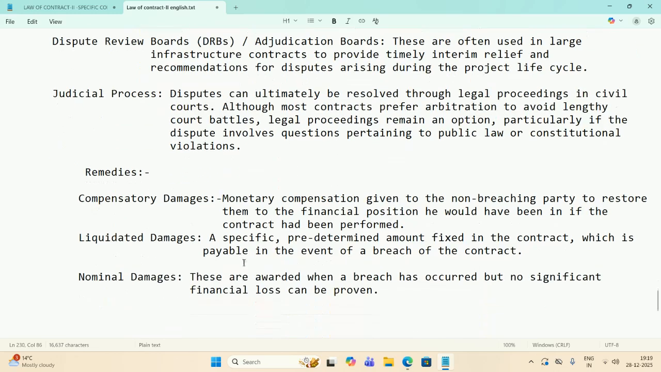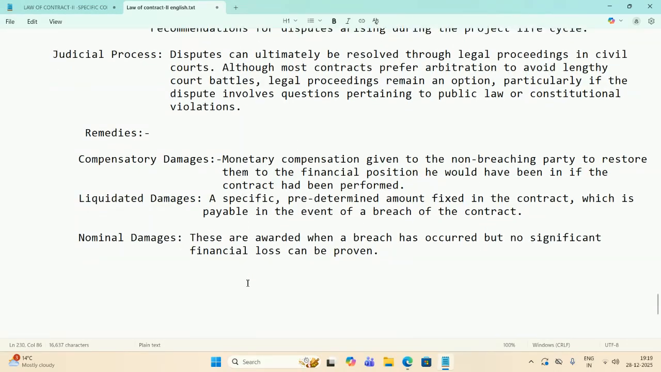Now, remedies. What are the remedies? Compensatory damages: monetary compensation given to the non-breaching party to restore him to the financial position he would have been in if the contract had been performed. Liquidated damages: a specific predetermined amount fixed in the contract which is payable in the event of a breach of the contract. Nominal damages: these are awarded when a breach has occurred, but no significant financial loss can be proven.